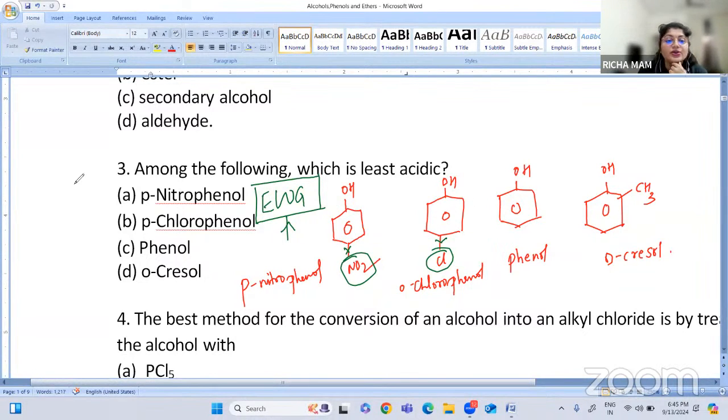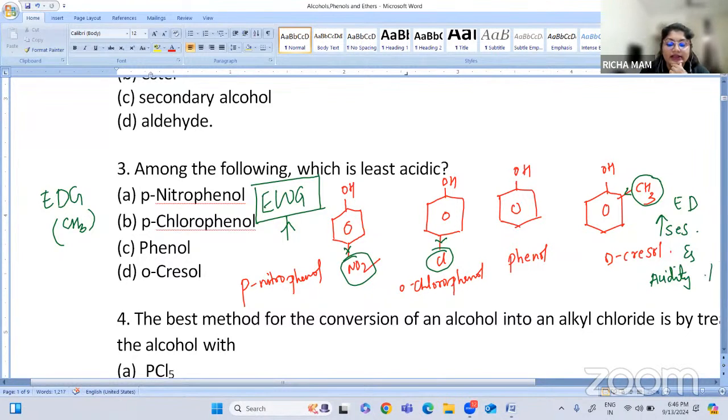And whenever you have electron donating groups, now which are the electron donating groups? Like your methyl group. What will they do? They will give electrons. So when they are giving electrons, what will happen to the electron density? It will increase, and the acidic character will decrease. Acidity will decrease.